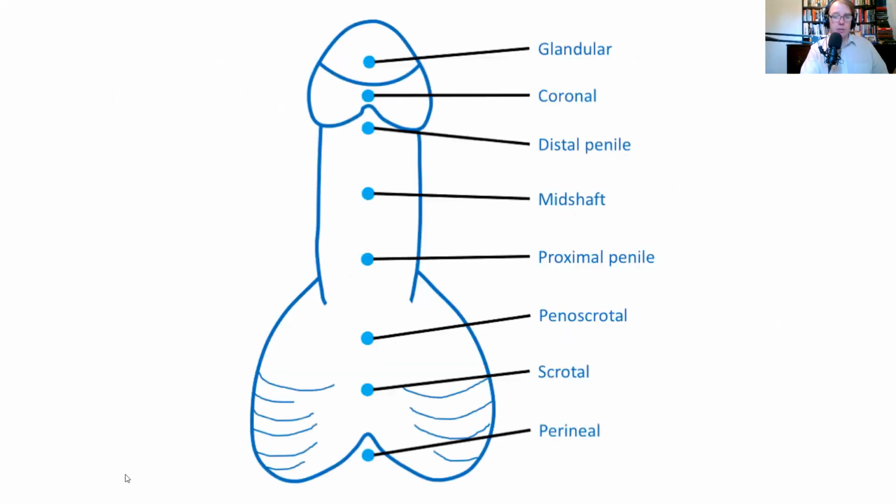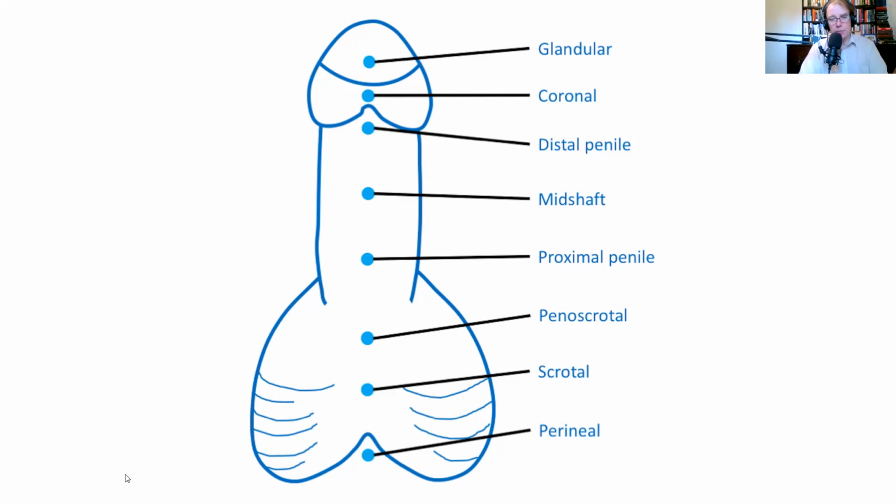Hypospadias is underdevelopment of the male reproductive genitalia, and the severity of the displacement, the closure of the midline, is actually determined by the dose and the timing. So you can have malformations that include failure of closure of the midline all the way up to the glandular region or the coronal region, the distal penile region, the midshaft, and so on, all the way down.